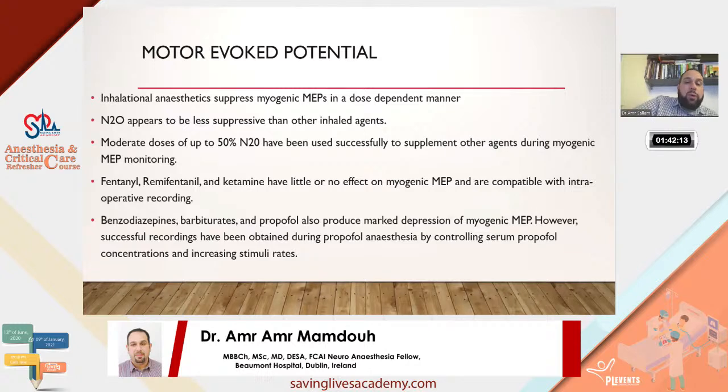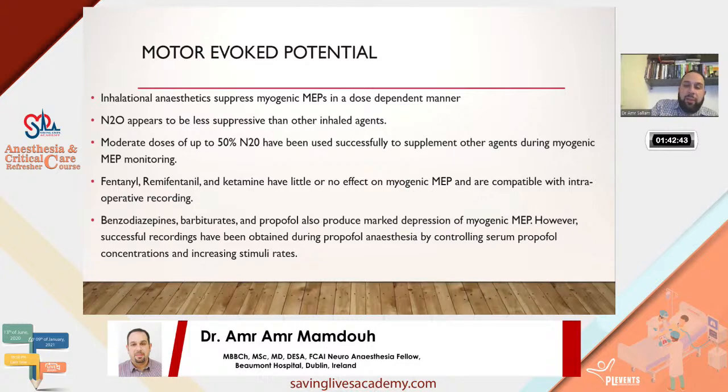And the motor evoked potential is the same thing, but inhalation anesthetics inhibit the myogenic MEP in a dose-dependent manner, while moderate doses up to 50% have been successfully used to supplement other agents during the MEP monitoring. So we can use the inhalation in some sort. We are not preferring that. We are trying to avoid that as much as possible. But if we are stuck, we can use that in some situations.